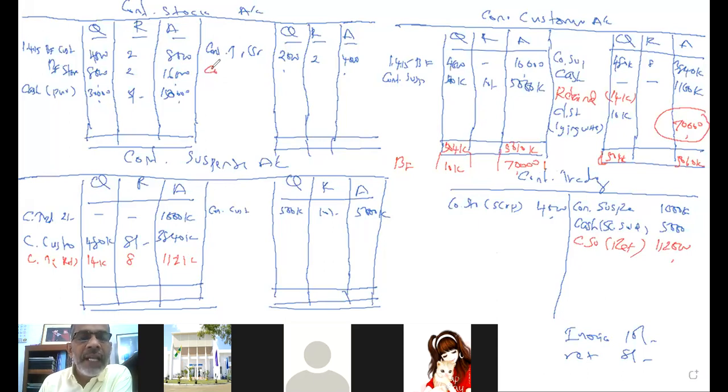Stock account. Container trading account, I am writing within bracket. My total will be 14,000. I can apply 28,000 credit, 28,000 debit. Here, container retained by the customer, container stock account retained by the customers.